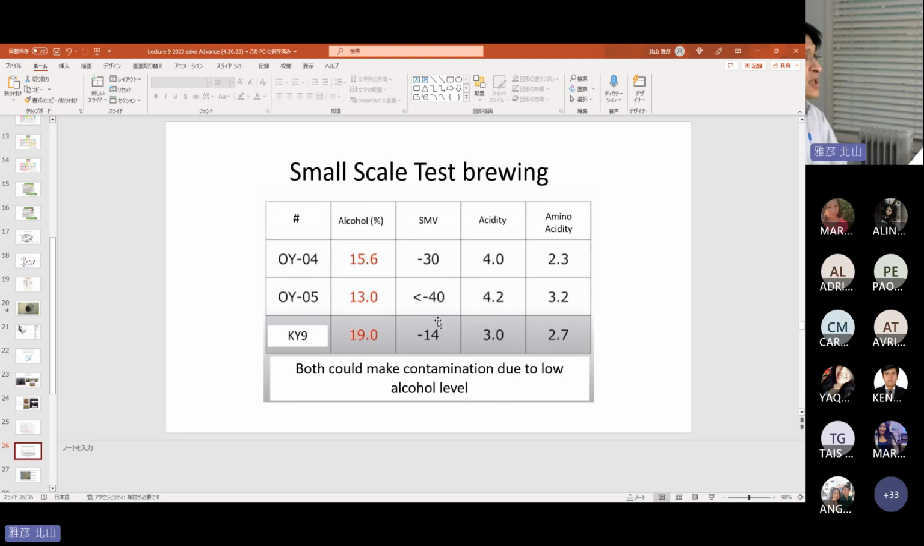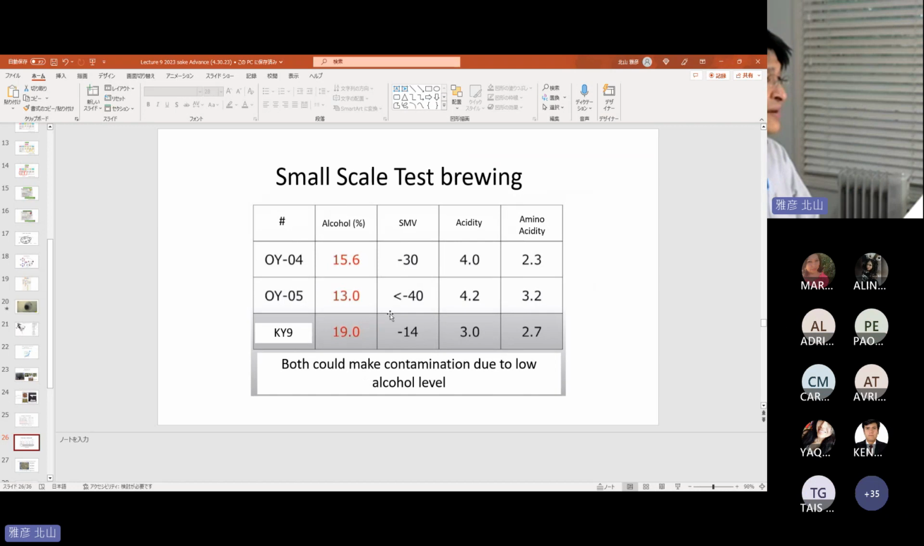And you can see the SMV number. I will explain this later, but if this is minus 14, the sake is supposed to be very sweet. If this number gets bigger, like plus 1, 5, 10, the sake will be dry. So the sake made under this condition is supposed to be very sweet sake.